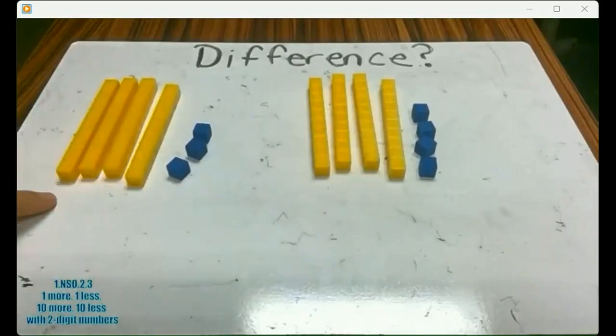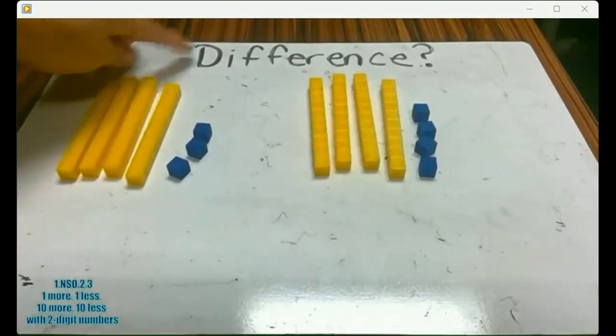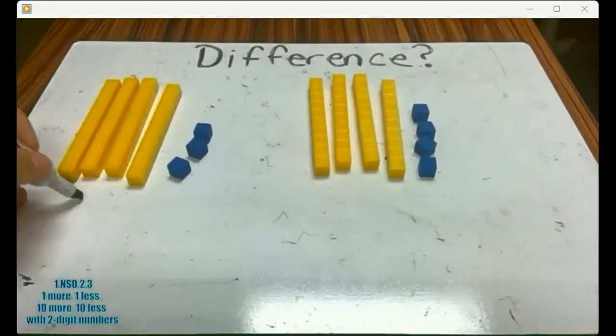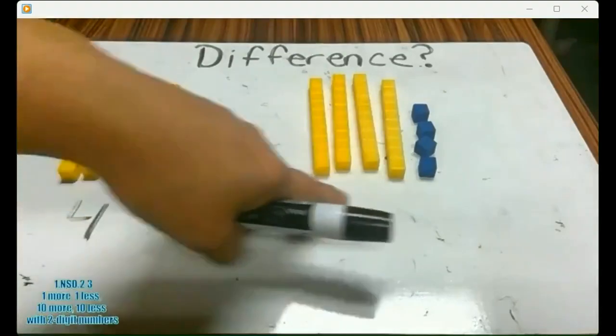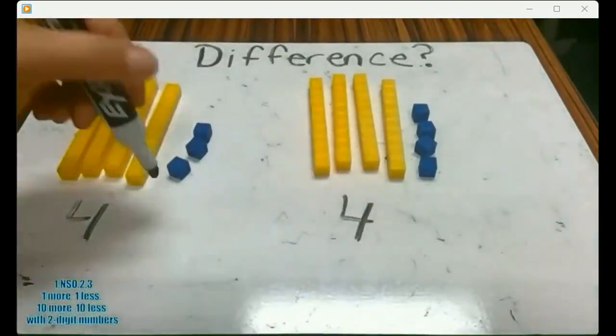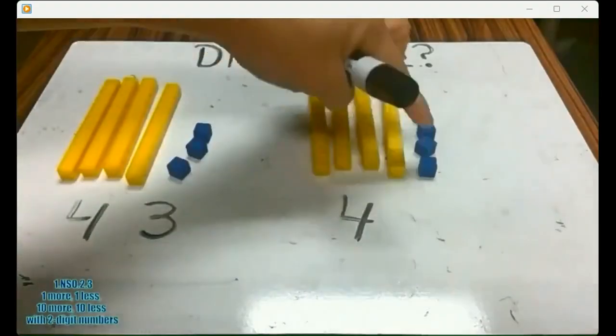Begin by showing students the models of two different numbers and ask them, what's the difference? Students already worked with two-digit numbers, so this is a great time to also reinforce tens place and ones place by asking how many tens and how many ones are in these numbers.